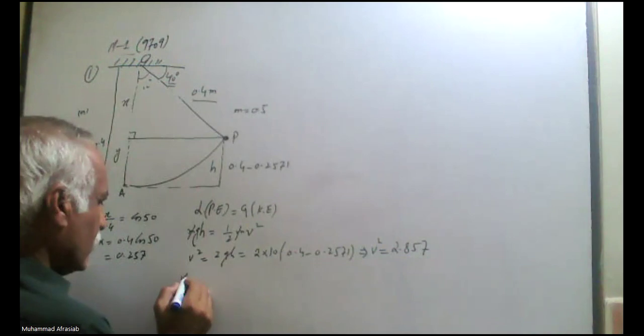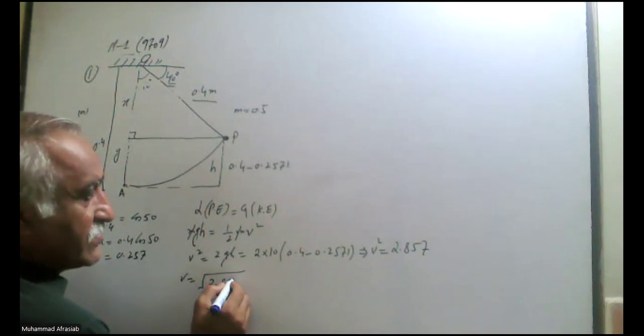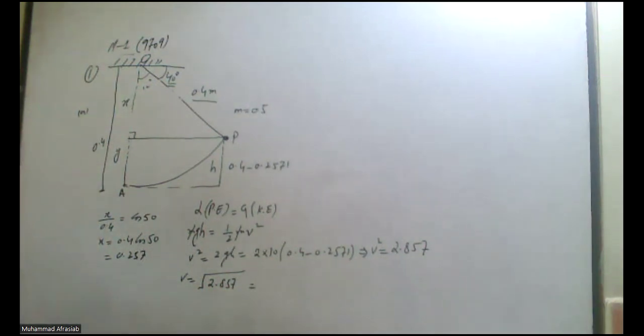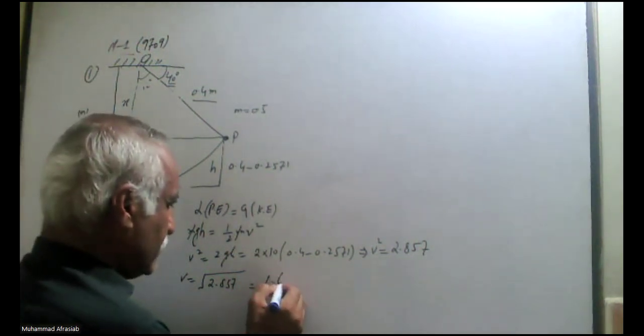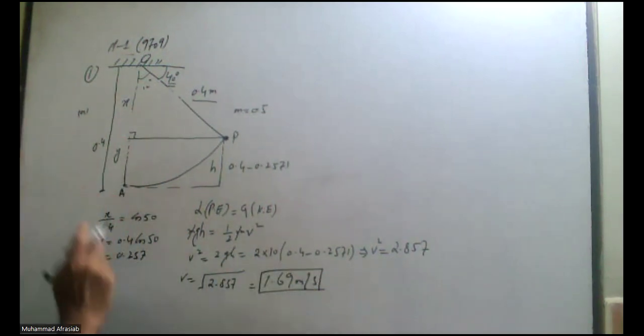and v will be equal to the square root of 2.857, and that value is equal to 1.69 meters per second. So this is the speed when it passes from this point A here.